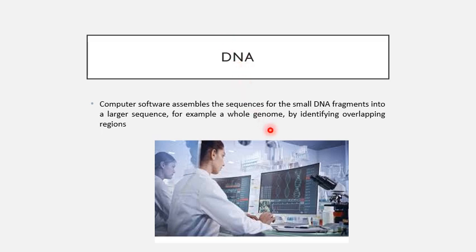Computer software assembles the sequences of the small DNA fragments into the larger sequence. For example, a whole genome by identifying overlapping regions. Wherever the overlapping has been happening, it means there is a disease present in your body, and the computer will help secure those diseases in the future.